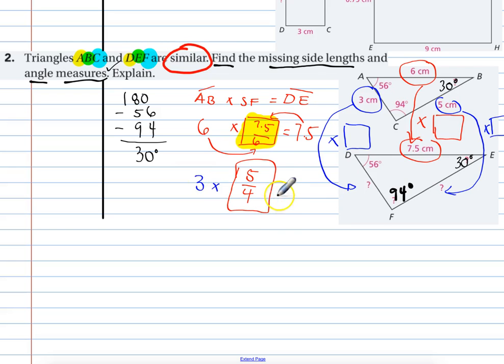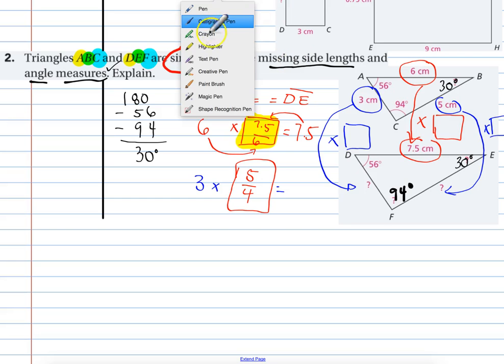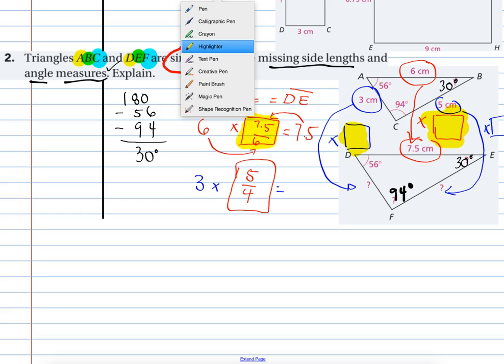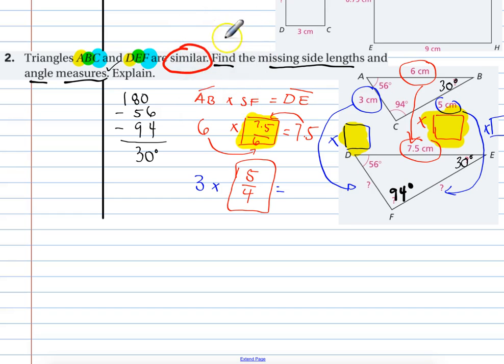3 times 5/4, and I can get this one over here. 3 times, and again, this is our number that we're looking for. This is our 5/4. Okay, on the side, I'll show you how I got the 5/4. 7.5 over 6.